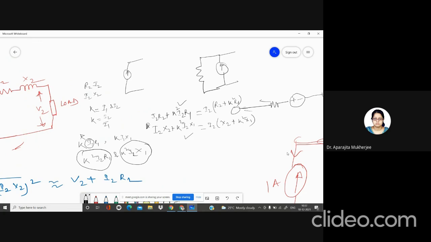This term and this term represent the equivalent resistance and reactance of the transformer referred to the secondary, and they are represented as R02 and X02.